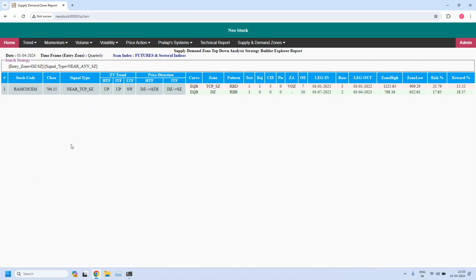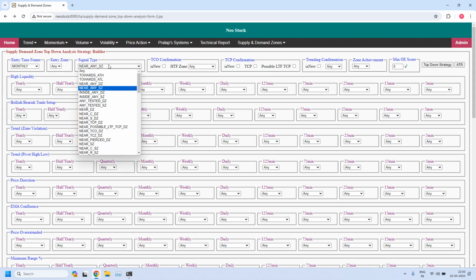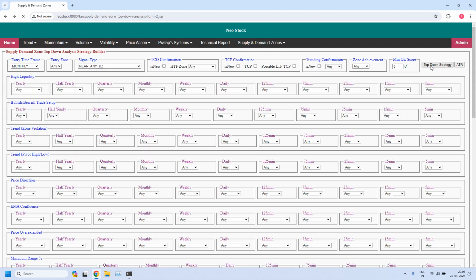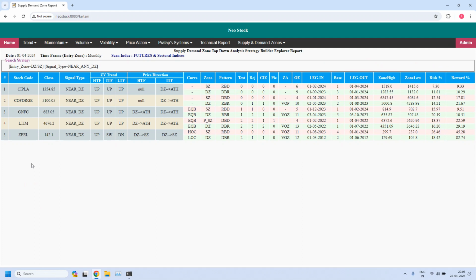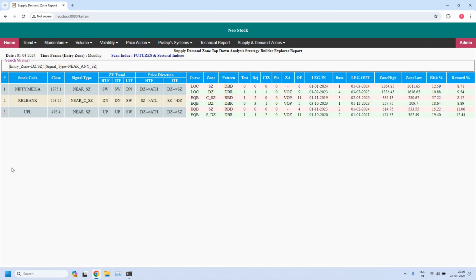It is a high liquidity supply zone. Okay, let me go back. Changing the time frame to monthly, let us find the stocks near monthly demand zone. These 5 stocks are filtered near to the monthly demand zone. I'm going back. For monthly time frame, let us find the stocks near monthly supply zone. So these 3 stocks are filtered near to the monthly supply zone.